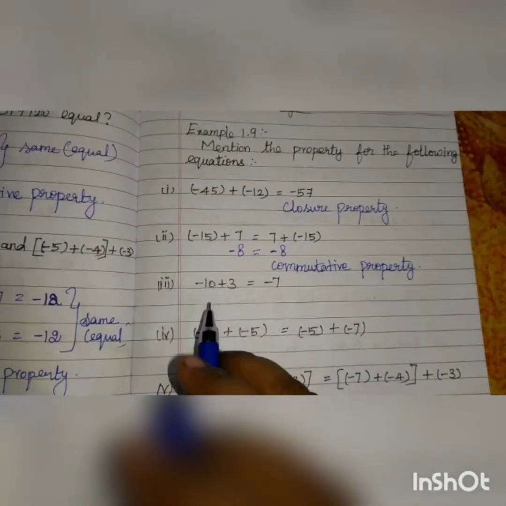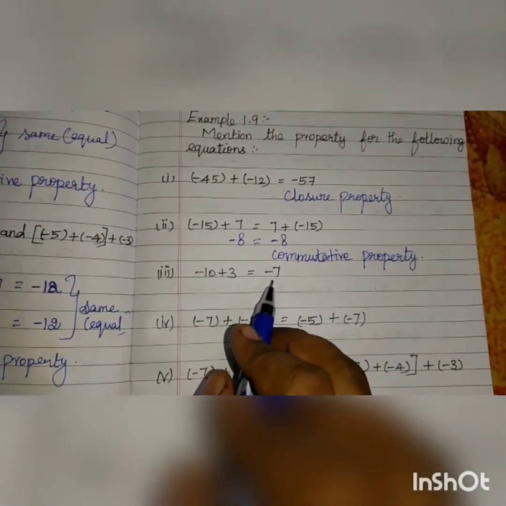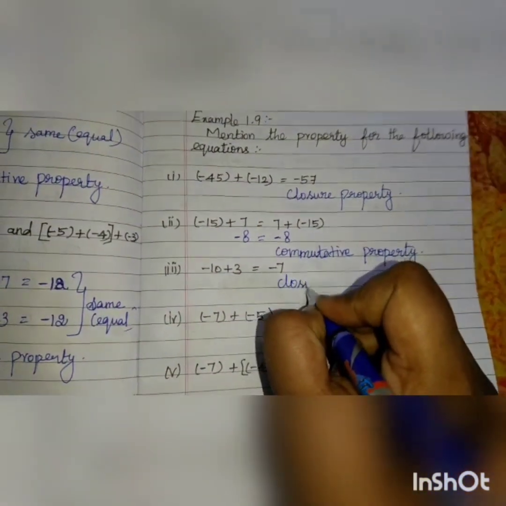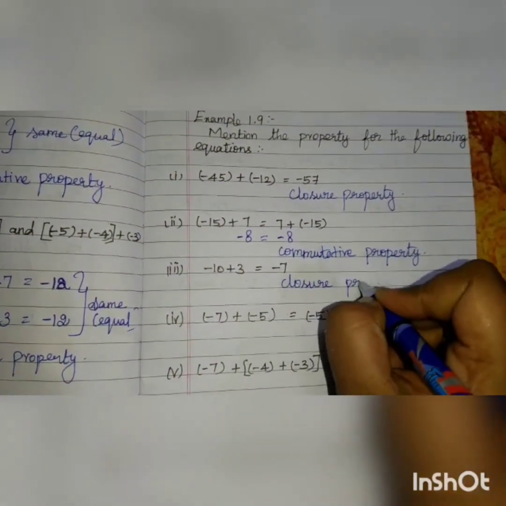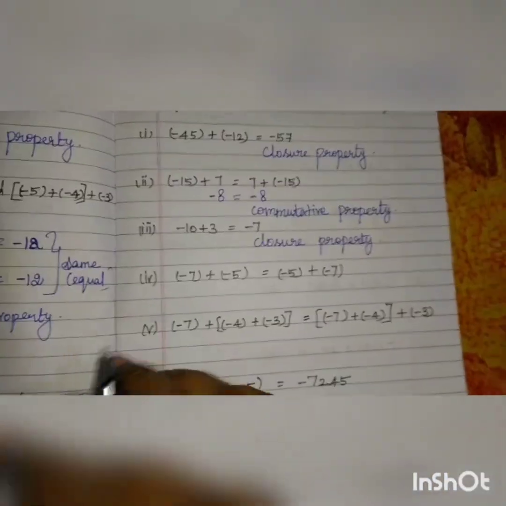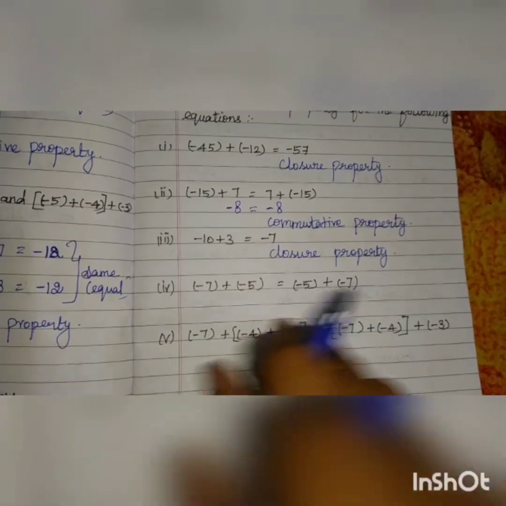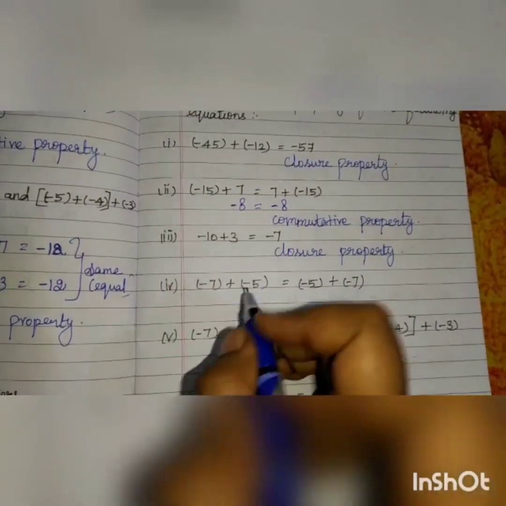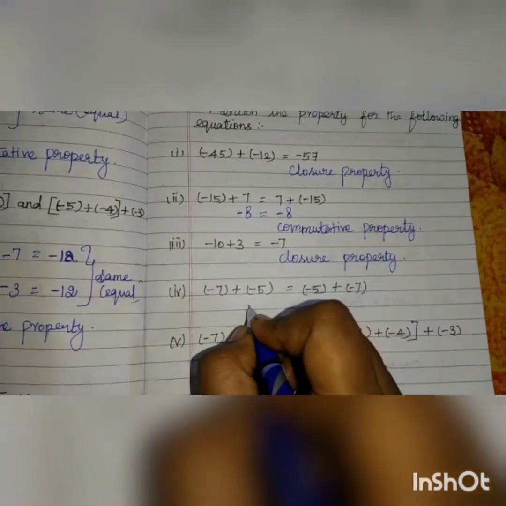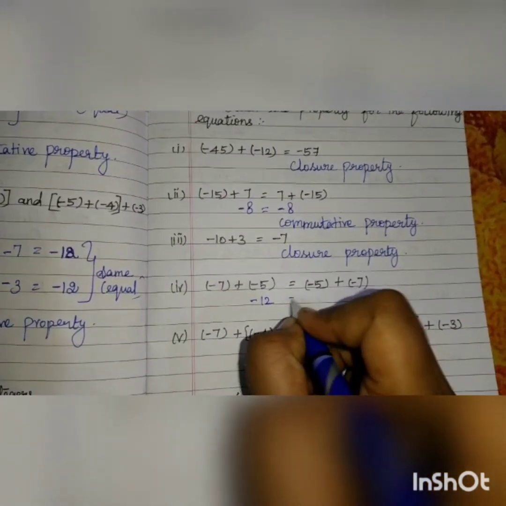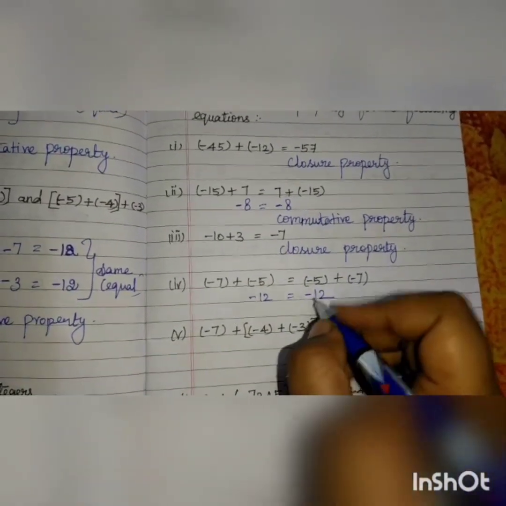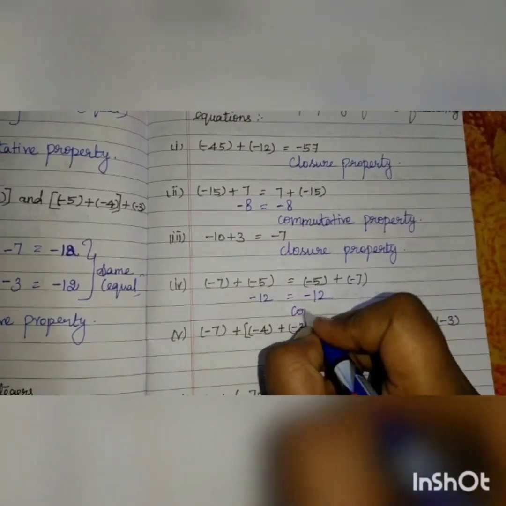Now, two integers they gave, and we get an integer as the answer. So we have to say this is the closure property. Next, two integers they gave, and if we solve, we get the same answer. Minus 7 minus 5 is minus 12. This side also we get minus 12. So it is the commutative property.